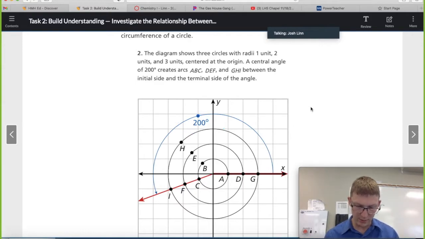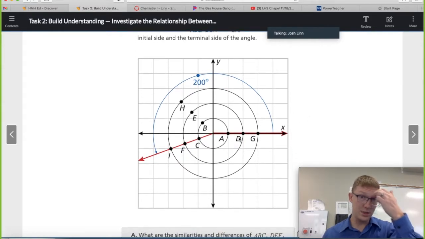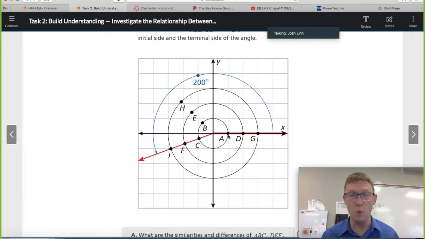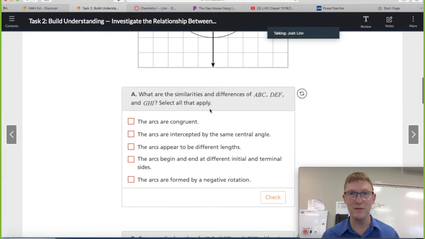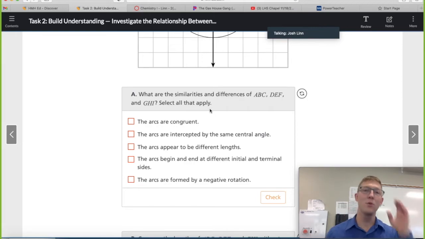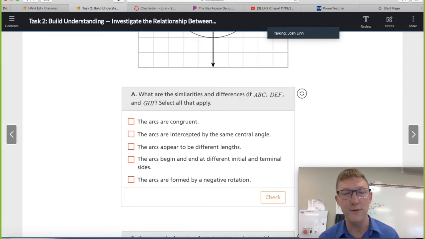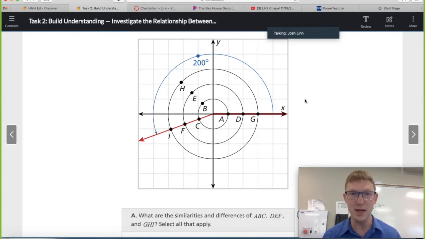So we've got a couple of circles here on the screen. This is a circle with radius of 1 unit, radius of 2 units, radius of 3 units. And they all have the same angle here of 200 degrees. So in each one of these cases, we are referring to just this part of the circle. It's just a chunk of the circle, if you will. So we can make some inferences. What are the similarities and differences of ABC, DEF, and GHI?